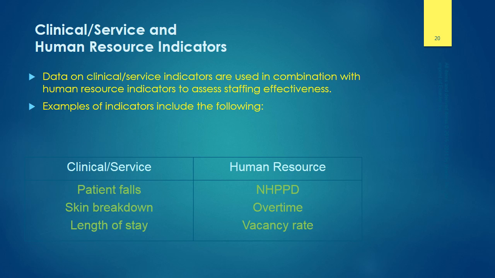Clinical, service, and human resource indicators. Data on the clinical service indicators are used in combination with those human resources indicators to assess the effectiveness of staffing. Examples of those indicators include, for clinical service, patient falls, skin breakdown, and length of stay. For human resources, it would be the nursing hours per patient day, overtime, and nurse vacancy rates.